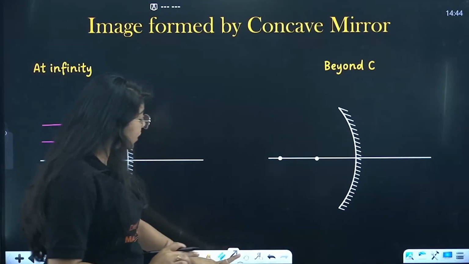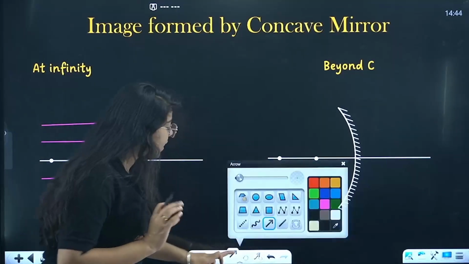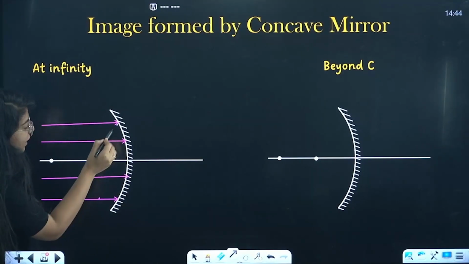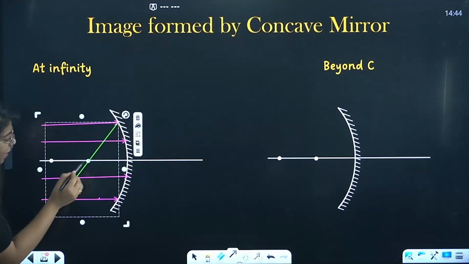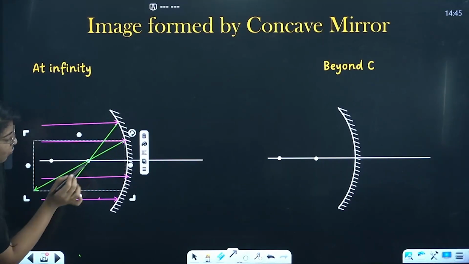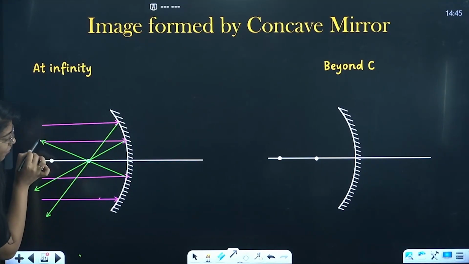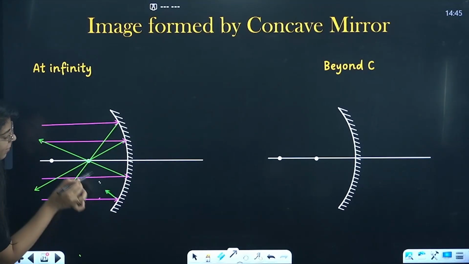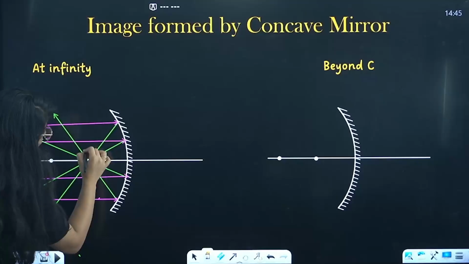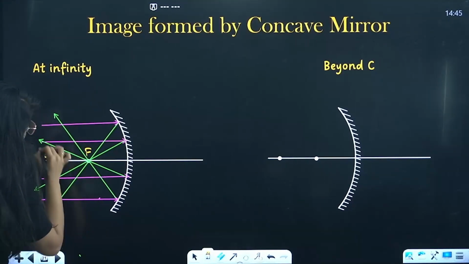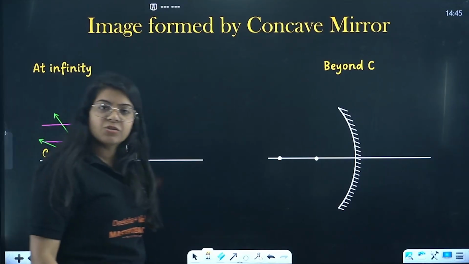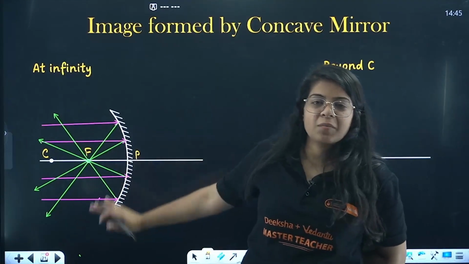But before that, you have to understand these ray diagrams. Now this will hit the mirror and it will reflect back, passing through focus. It will reflect back passing through focus. So all these rays pass through focus, center of curvature, your pole. Understood? All this ray diagram is completed.